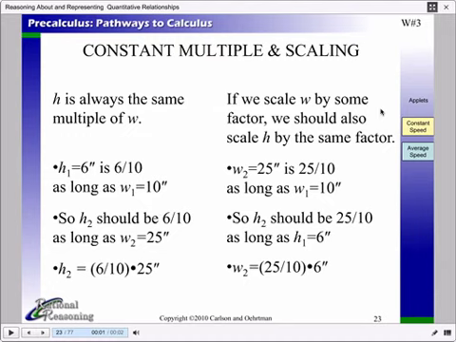Okay, W2, 25 inches for the width, is 25/10 as long as our original width, 10. So our height needs to be 25/10 of the original height of 6. We better get this one right. Is this scaling factor or constant multiple? Scaling. You see? We're saying, here's the original width. What do we need to scale it up by to get this new width? We've got to do the same thing to the height. That's scaling.